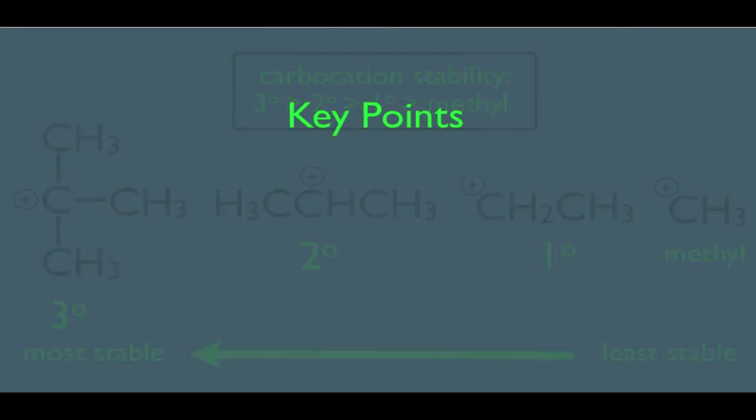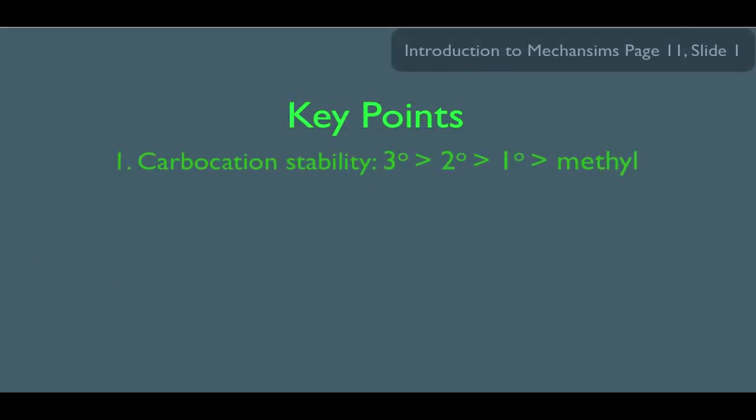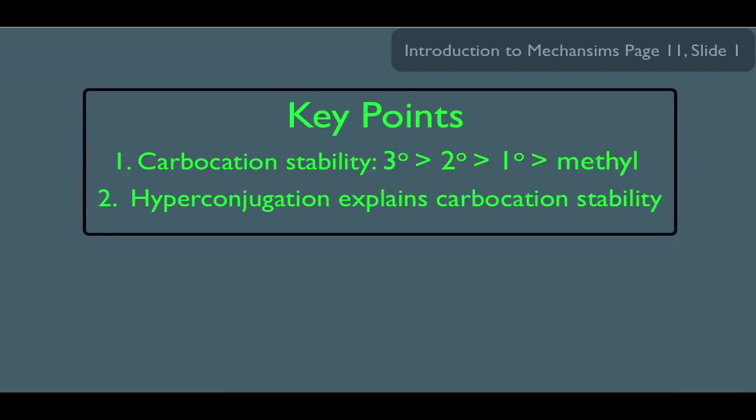So what are our key points here? Well, number 1, we know the trend now. Carbocation stability follows this trend. And 2, we know why. It's hyperconjugation that explains carbocation stability.